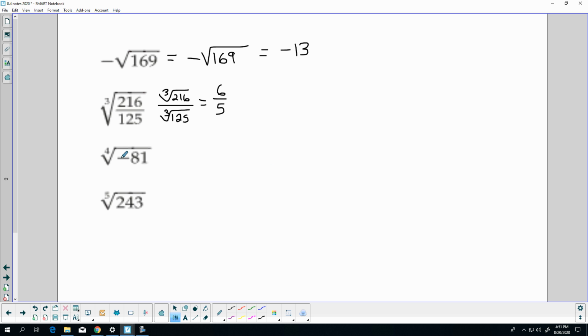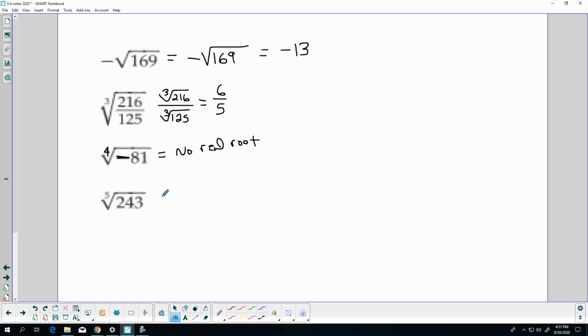What I notice on the next example is, hey, I've got this negative sign right here, but I also have an even index. So, no real root.